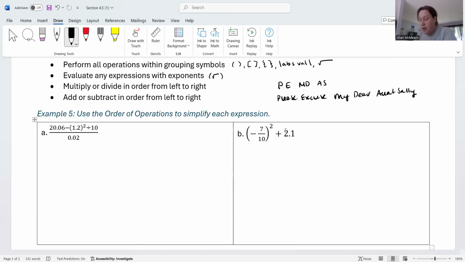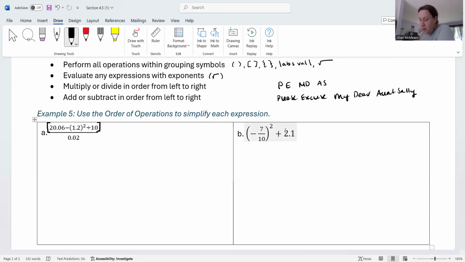So for part A, we have 20.06 minus 1.2 squared divided by 10, all over 0.02. What we're going to do is completely simplify the numerator, since the denominator is already simplified, and then we'll divide at the end. We'll divide at the very last step because technically, even though we don't write it, there's one big set of grouping symbols on our numerator.